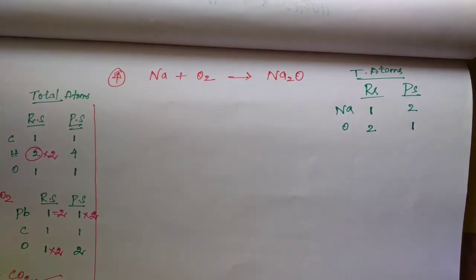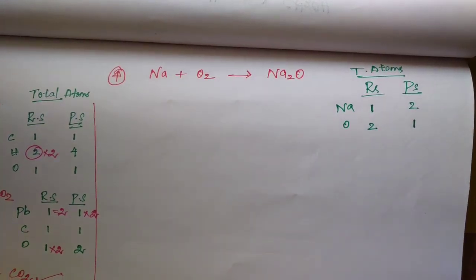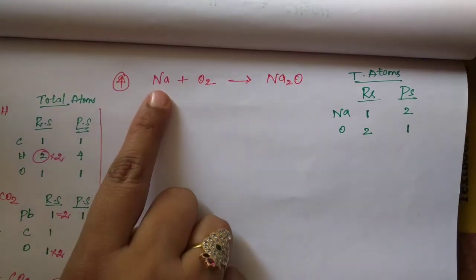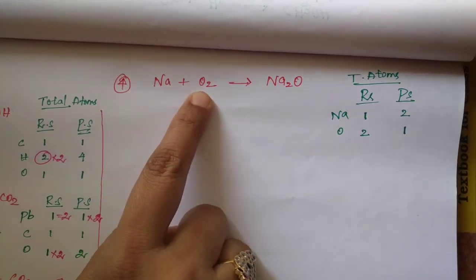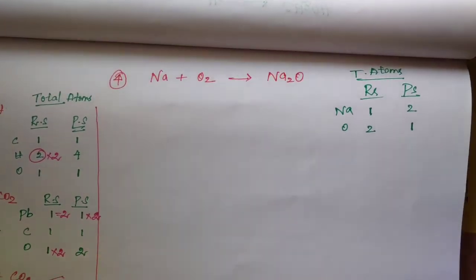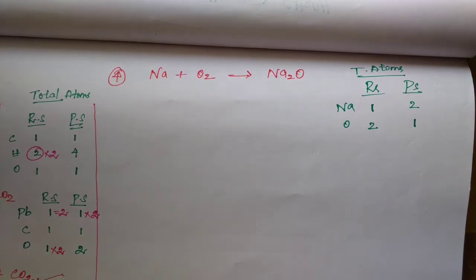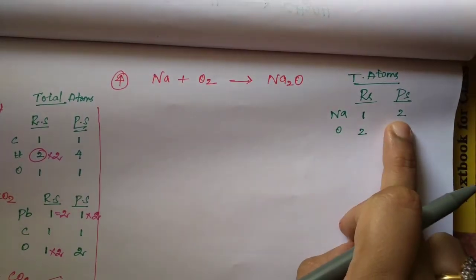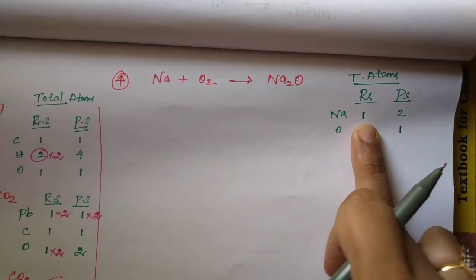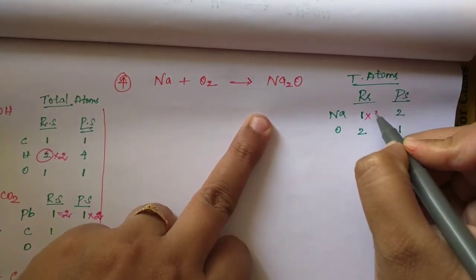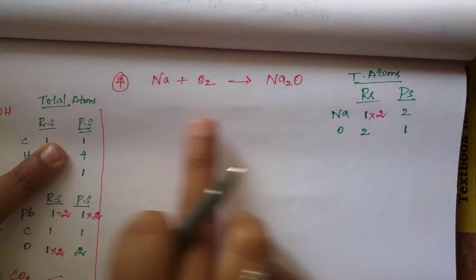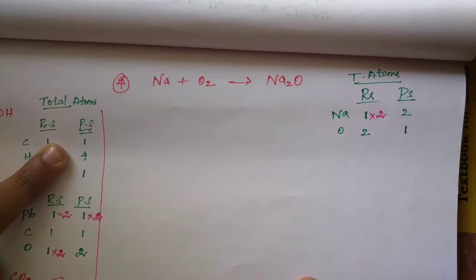Both are opposite, students. So first, what I said, trick number 2, first you have to balance metal, then non-metal. So here for this equation, sodium is the metal, oxygen is non-metal. So first you have to balance metal. Here this 2 you cannot reduce, but this 1 you can increase. So if you multiply by 2, you will get 2 equal, right?